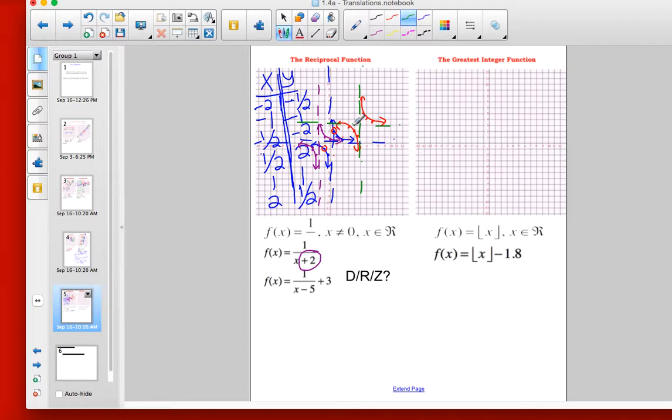And how does that work? Well, it's because of this plus 3. You're never going to get an answer of 3 in the y, because you're never going to get 0 for this, which means when you add 3 to it, you're never going to get 3.